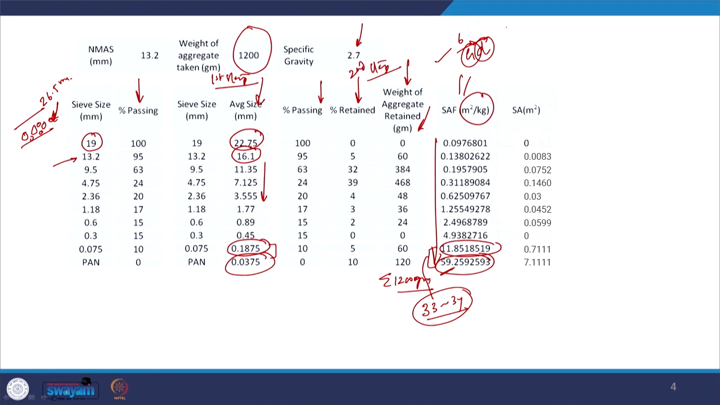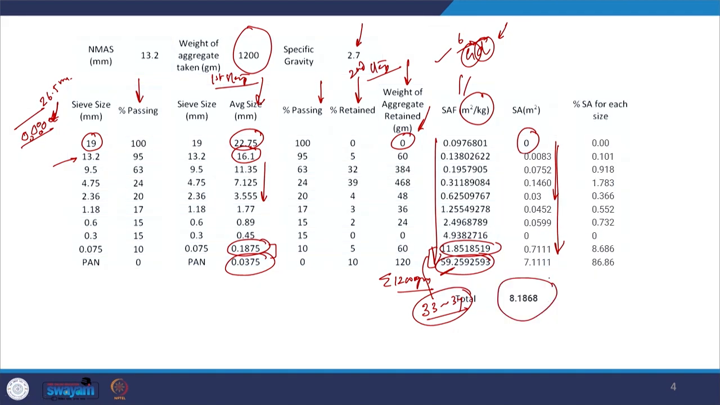So, now once we have the surface area factor, you can very easily calculate the surface area because you have the respective weight. So, just multiply the surface area factor with the corresponding weight to calculate the surface area for different sizes, and for this entire gradation you just need to do the total of the surface area. So, this is the way of calculating the surface area of any given aggregate gradation. So, I hope that this calculation is pretty much clear to you.